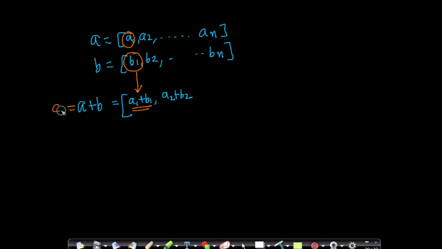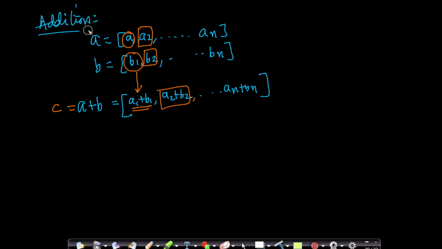Let's assume A plus B equals C. Similarly, I'm taking the second component here and summing it up here. Very, very straightforward idea. So on and so forth, An plus Bn. This is how you add two vectors. Very, very simple idea. This is the addition of vectors.